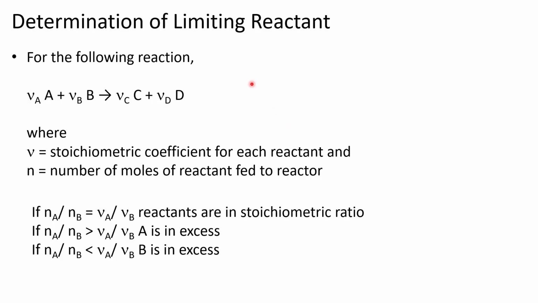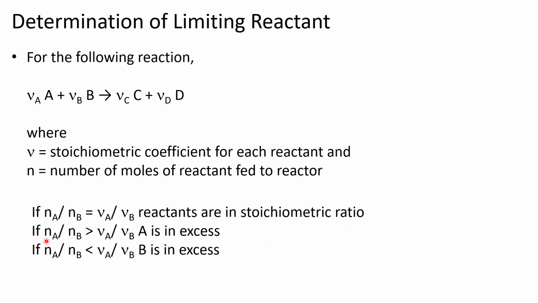There's a fairly simple way to determine the limiting reactant by simply comparing the ratio of the number of moles of two reactants fed to a reactor to their stoichiometric coefficients. This little table down here illustrates that. So for instance, if the moles of reactant A that are fed to this reactor divided by the moles of reactant B is equal to the ratio of stoichiometric coefficients, the nu for A and the nu for B, the reactants are in stoichiometric ratio, and they would both completely react. There would be no excess or limiting reactant in this case.